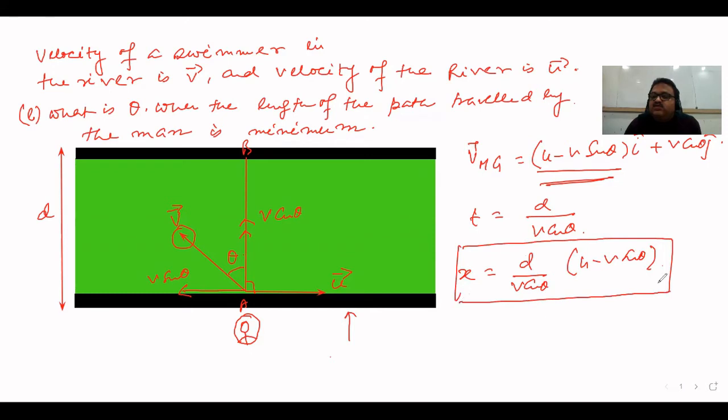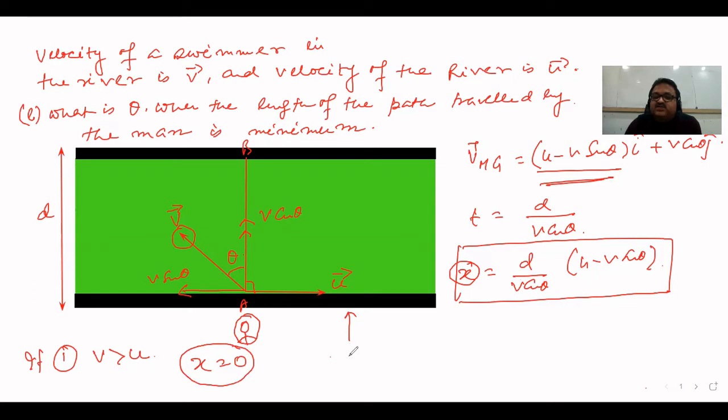Now look, there are two important points. One situation may be like this: if v is greater than u, meaning when the velocity of the man is more than the velocity of the flow of the river, in that case drift may be zero. Drift can be zero. So drift is minimum when x equals 0. Clear? So what is the condition for x equal to 0?